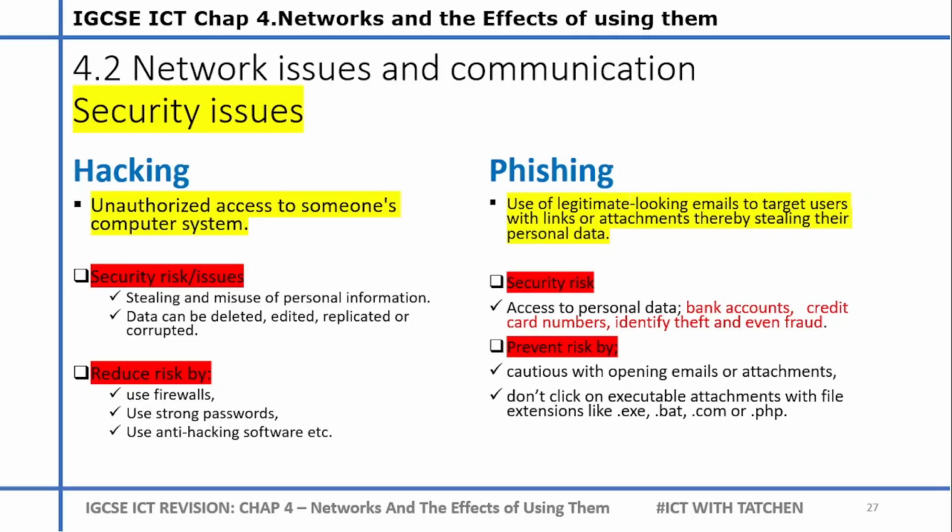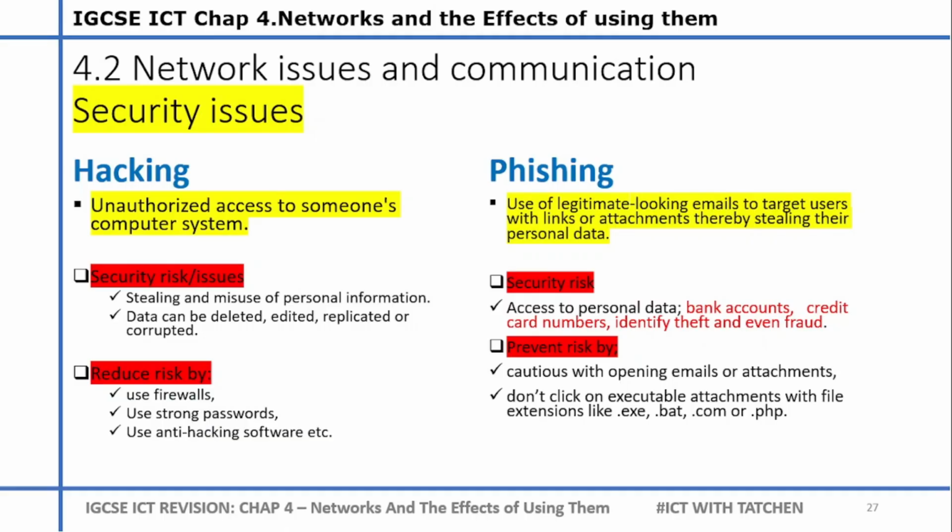Now, how can you reduce the risk of your computer or your system being hacked? You should make use of firewalls. You could use very strong passwords, because hacking is at times somebody breaking into your email address, reading your emails and all those things. And then use anti-hacking software as well. There is software that will help limit, maybe block, some people from hacking you.